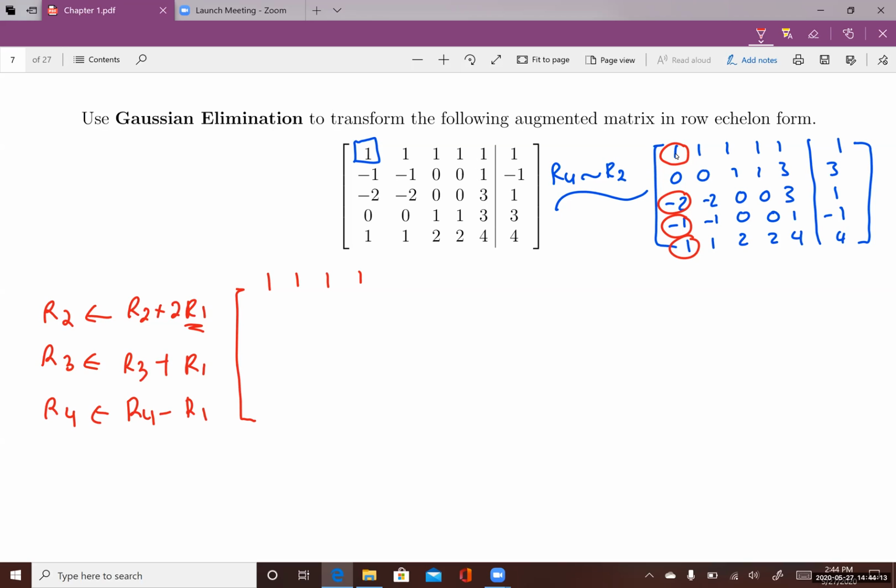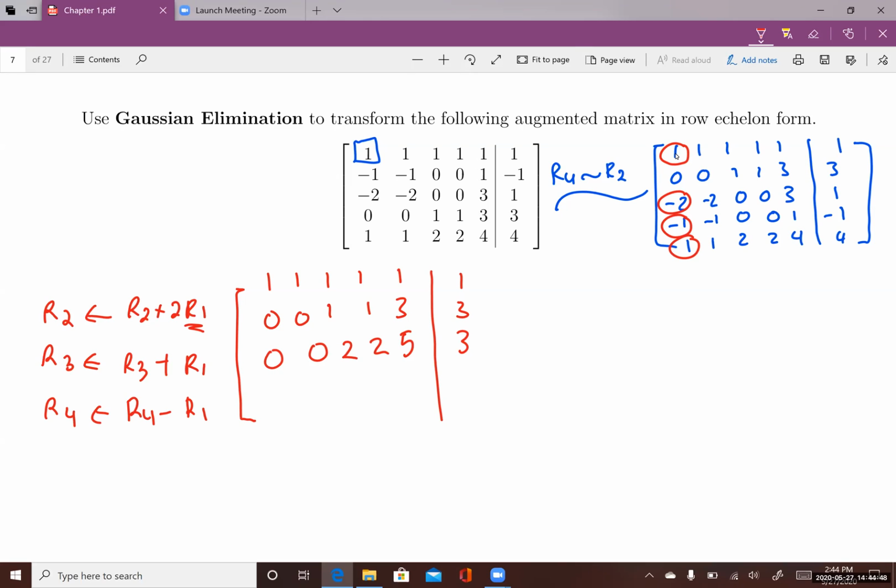So I have 1, 1, 1, 1, 1, 1, and the first row stays the same. For the next row, -2 plus 2 is 0, -2 plus 2 is also 0, 0 plus 2 is 2, 0 plus 2 is 2, 3 plus 2 times 1 is 5, and 1 plus 2 is 3.